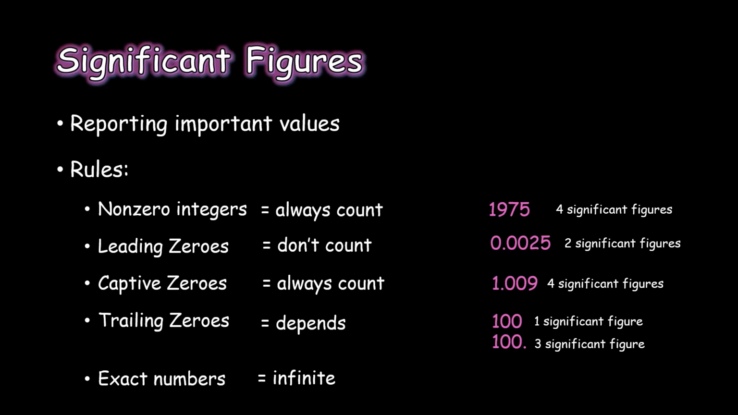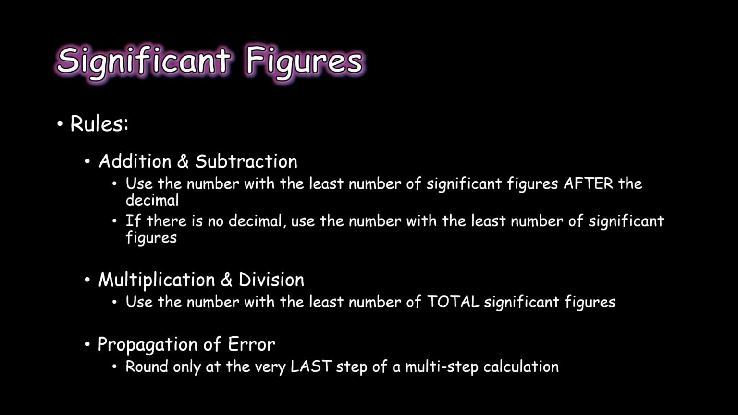If you would like more practice problems on significant figures, there are a few videos on the channel which you can check out. And here are a few more rules when calculating significant figures in terms of rounding, addition, subtraction, multiplication, and division. For addition and subtraction, make sure to use the number with the least number of significant figures. The same can be pretty much applied to multiplication and division as well. And in terms of rounding, make sure to round only during the very last step of your multi-step calculation.